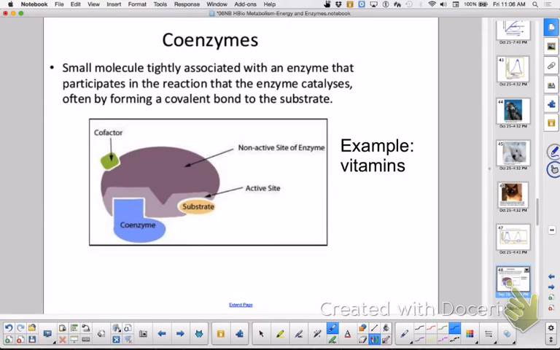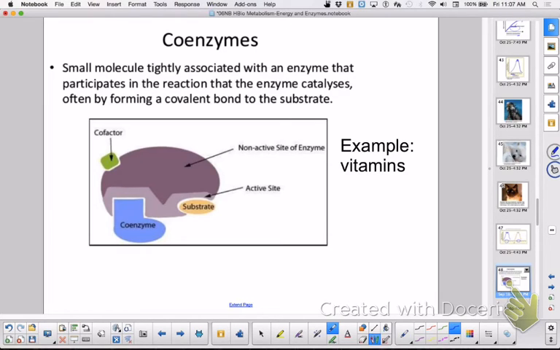Now, cofactors and coenzymes. Cofactors are anything that's going to make that reaction work, like a catalyst. It's something that helps an enzyme work better. It could be a piece of metal of some sort. It could be like heme, like iron, that's in your red blood cells. That would be an example of a cofactor.